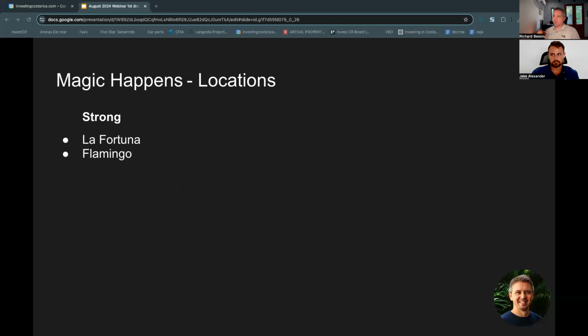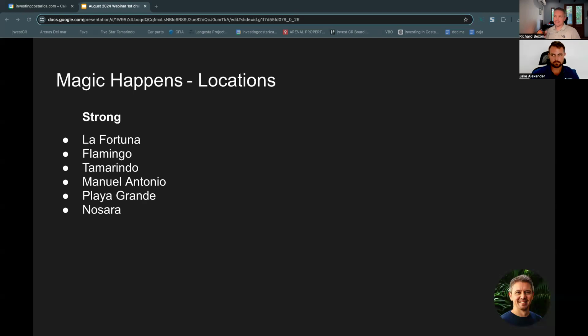Also Flamingo is very, very strong. The data just continues to be very strong there. And Tamarindo, Manuel Antonio, Playa Grande. I think if I was to grade these, I'd probably say your Manuel Antonio, Tamarindo, your A destinations, Flamingo is probably an A-. I think your Playa Grande is probably a B+, and your La Fortuna is probably a B to B+ as well. And of course, Nosara that we have here as well.